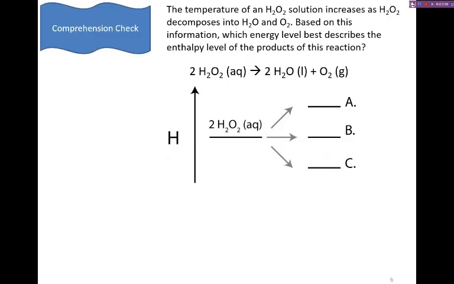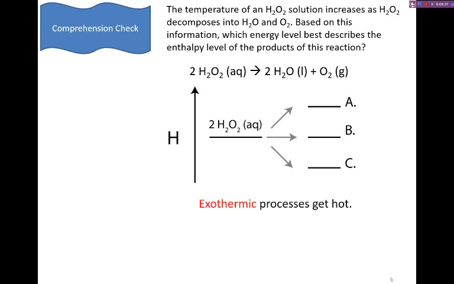All right, why don't you now think through this on your own and try and answer it. So pause the video and come back. Welcome back. So in this reaction, we're looking at hydrogen peroxide. And it says that the temperature of the hydrogen peroxide solution increases as it decomposes into water and oxygen. Based on this information, which energy level best describes the enthalpy level of the products?